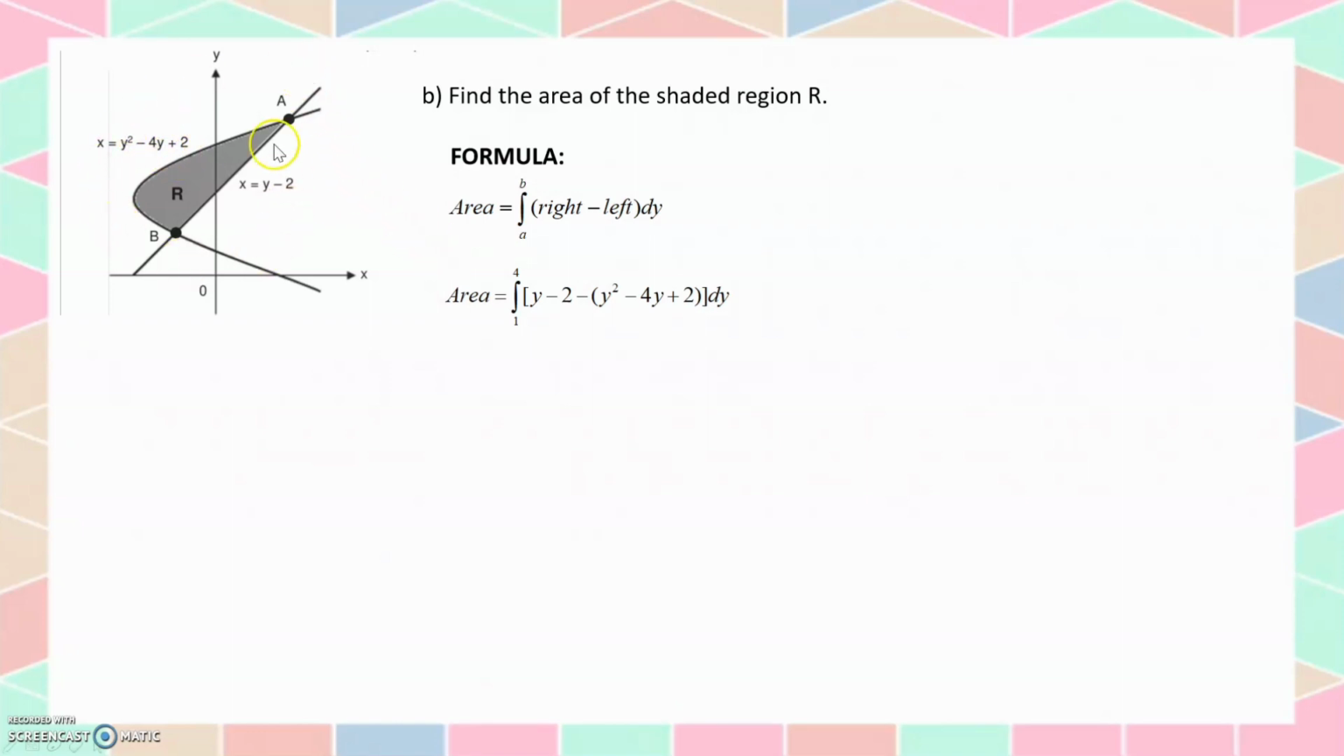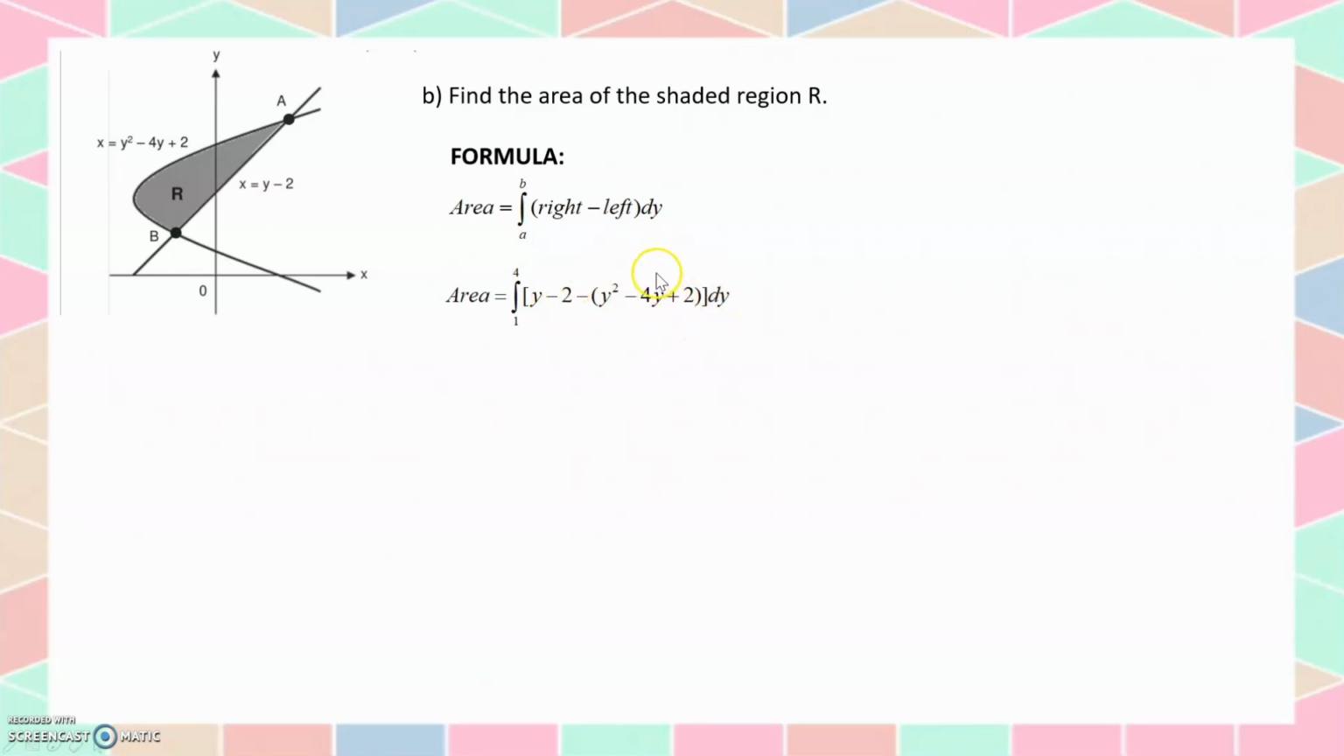Then, we can put all the information here into the formula. The lower limit is 1 and the upper limit is 4. And the right minus left will be y minus 2 minus bracket y squared minus 4y plus 2, dy.